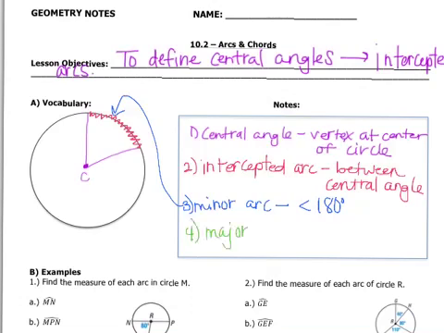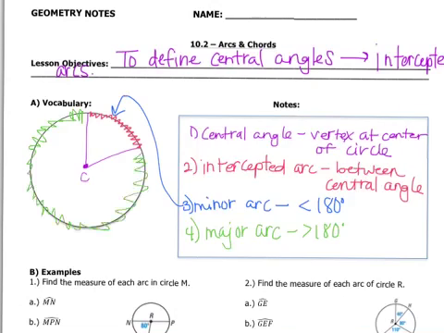And then we have a major arc whose measure is greater than 180 degrees. So back in our circle, the portion of the circle that is not intercepted by that angle would be considered a major arc because its measure is greater than 180 degrees.